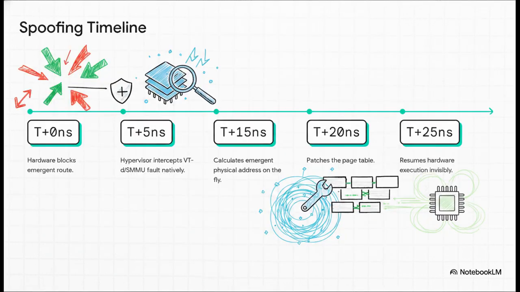And the timeline of how that camouflage works is staggering. Within just 25 nanoseconds, the hypervisor catches the fault, calculates the dynamic route on the fly, and seamlessly patches the page table. Then it issues a hardware-level resume command. Both the physical hardware bus and the guest OS remain completely unaware that any intervention ever even happened.